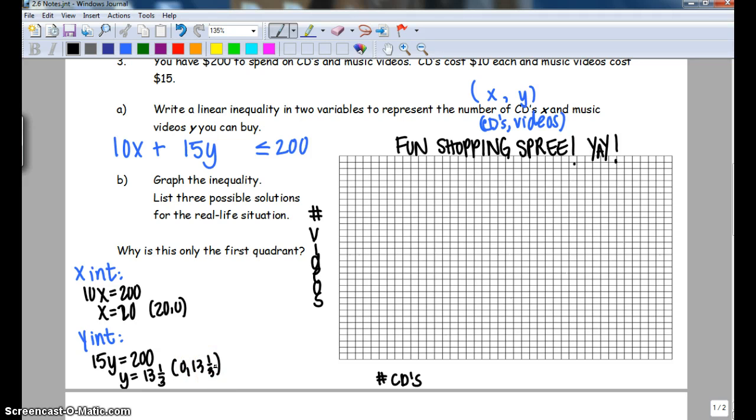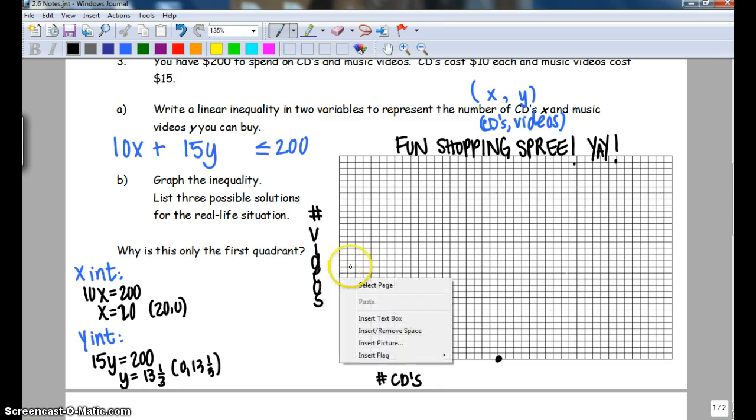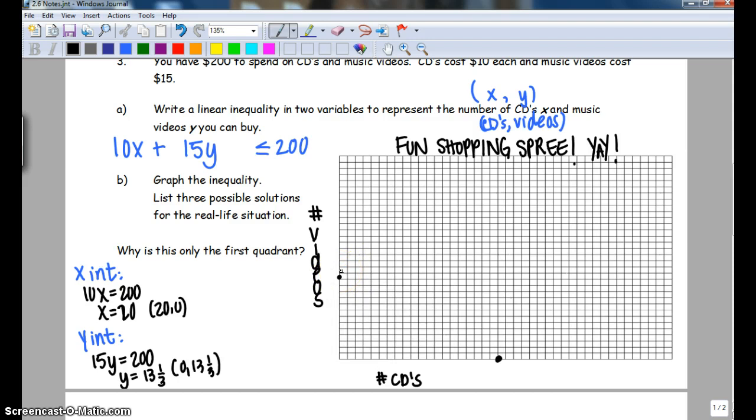All right, so I'm just going to go ahead and count by ones here. 1, 2, 3, 4, 5, 6, 7, 8. Okay, I hope that's 20. And 13 1/3, and a little more than that. Okay, and this is less than or equal to, so it will be a solid line. And let's try that again. There we go.